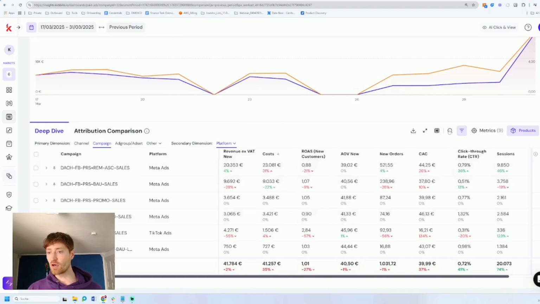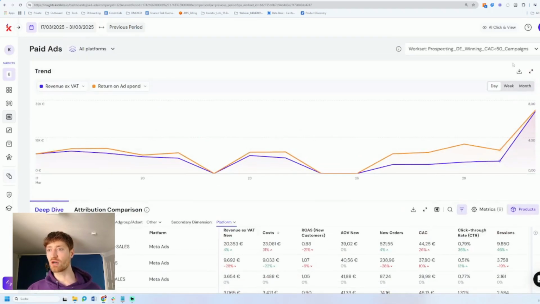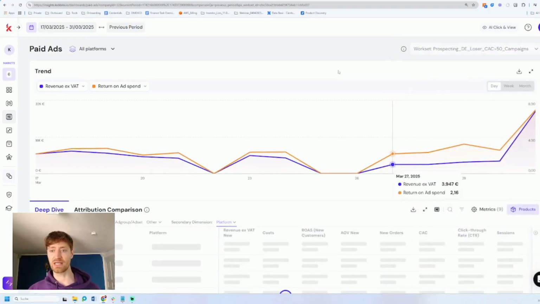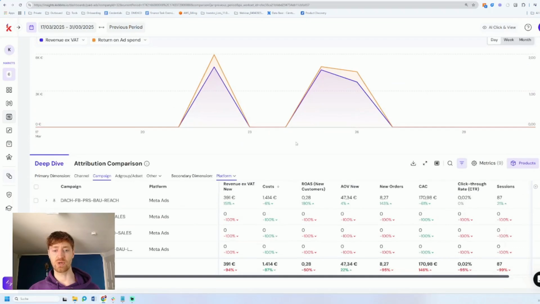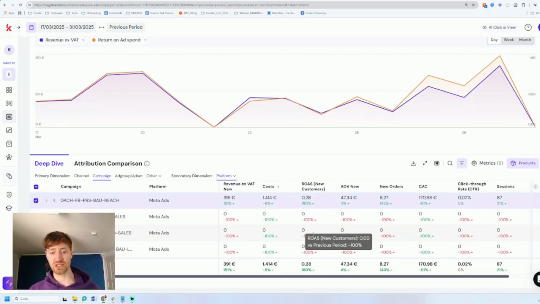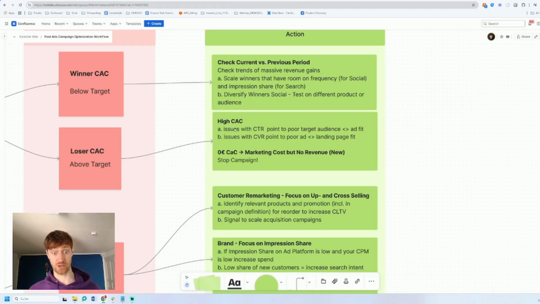If we check for the low performing campaigns, we go for the quick selection of our loser view. And here we have all of the campaigns where our CAC is above 50 euros. Here we have one example. So by the reduction of the cost, the revenue increased, but still the CAC is super high. And what we should do here is we should check on 2 things.